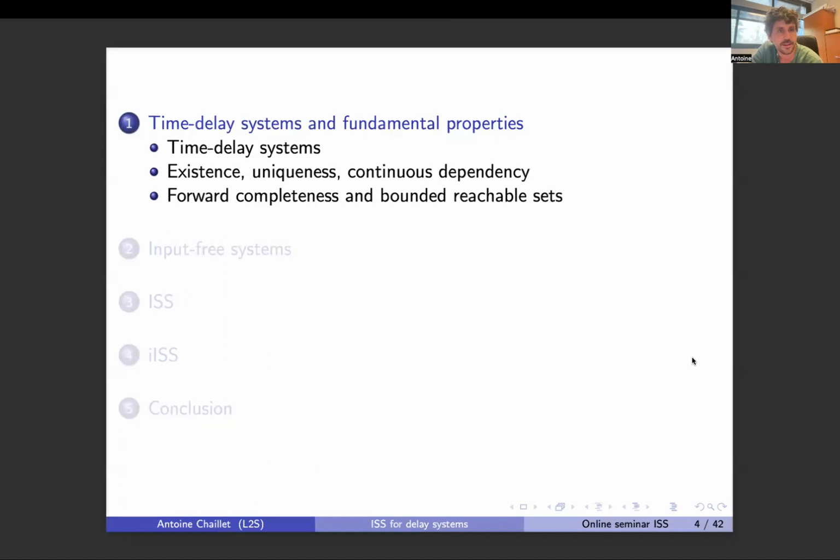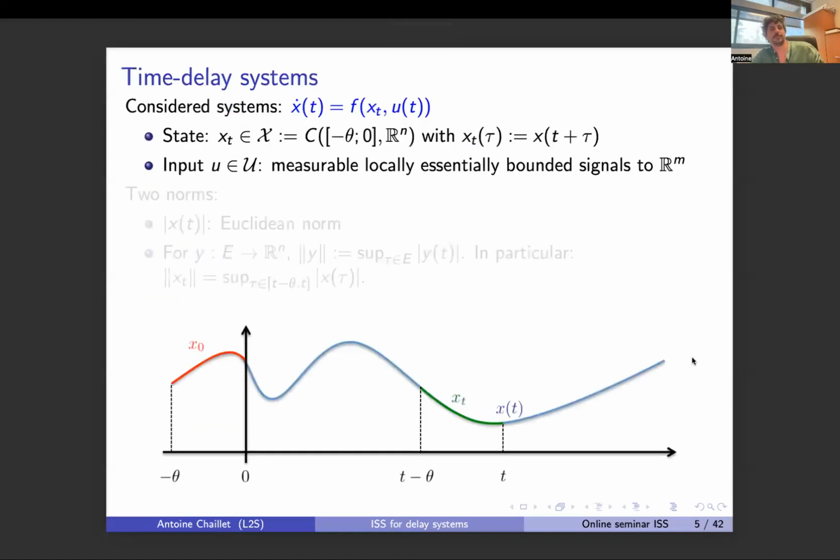So let me start with what is a time delay system. A time delay system is a functional differential equation of this form: x dot of t equals f of x_t, u of t. So u of t is the input, just like in the finite dimensional ISS theory. It's considered as a measurable, locally essentially bounded signal that takes value in R^m.